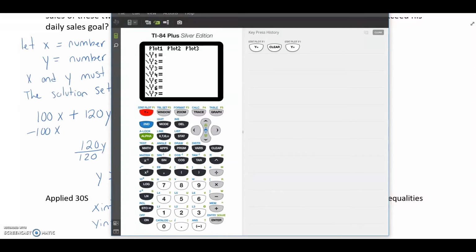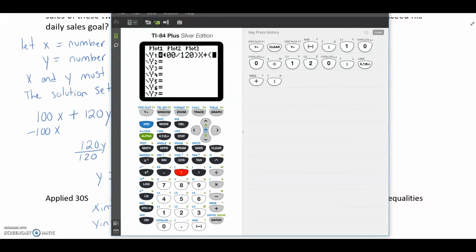Putting in my linear inequality, I'd put in negative 100 divided by 120x plus 600 divided by 120.